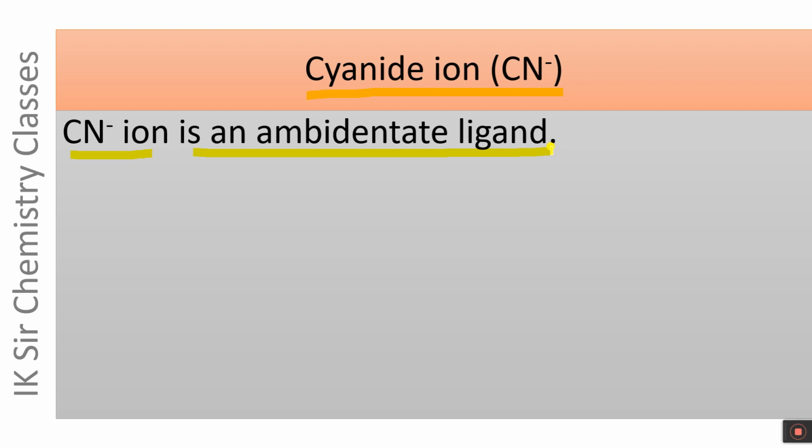Let us revise it. The ligand which can be coordinated to the central metal ion through its one or more of various possible donor atoms is called an ambidentate ligand, and CN minus ion is an important ambidentate ligand. Its structure is given below.